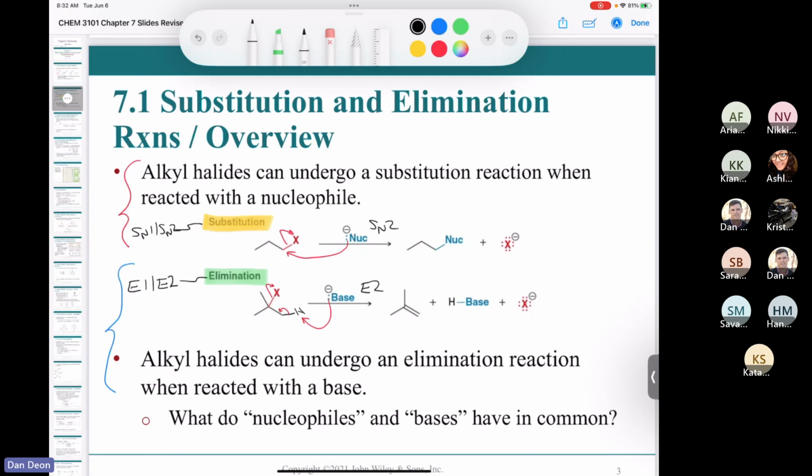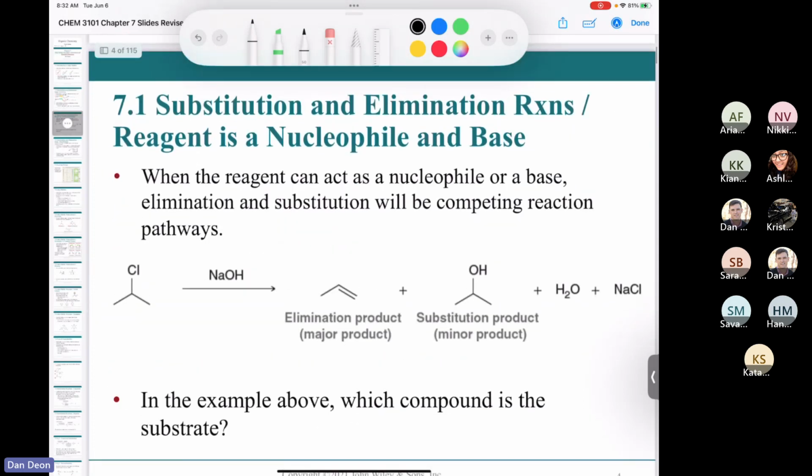It says at the bottom, what do nucleophiles and bases have in common? Well, they both have a negative charge, they both like protons, so they both have some kind of high region of electron density. That's what nucleophiles and bases have in common. So it says here, when the reagent is, like, sodium hydroxide, if you think about the hydroxide ion, is that a strong base? Well, heck yeah. You studied it Avogadro's number of times in General Chemistry 1 and 2. But can it also act as a nucleophile? Oh, yeah, absolutely. It's got a negative charge.